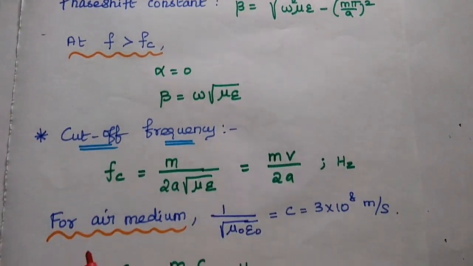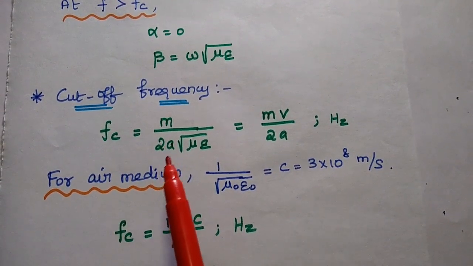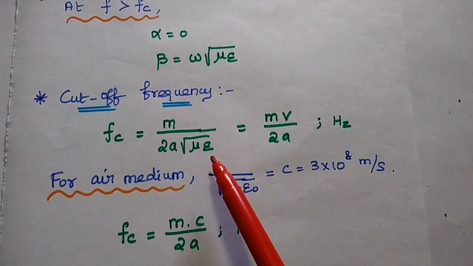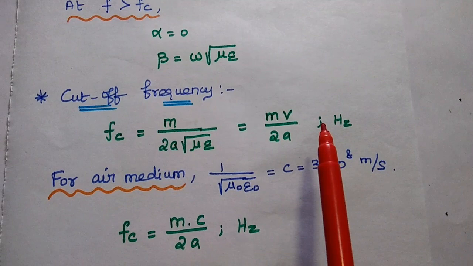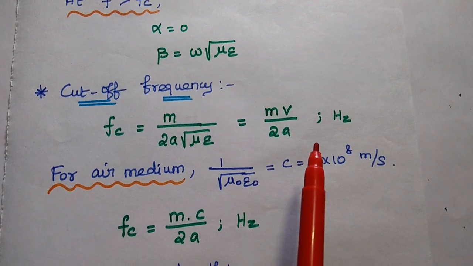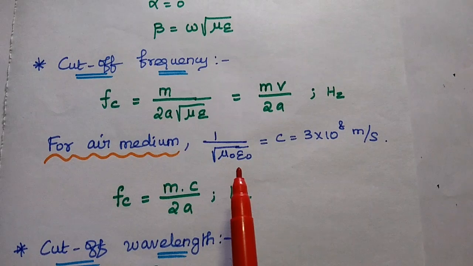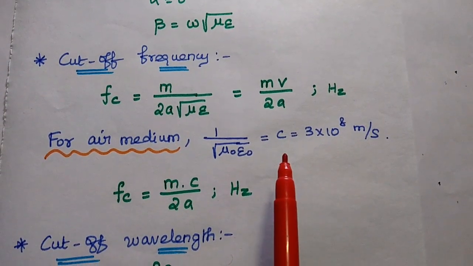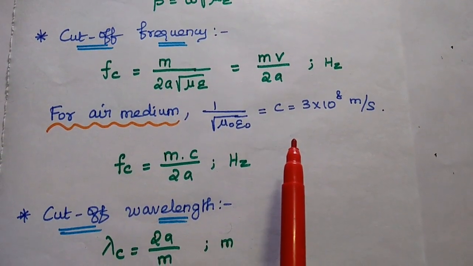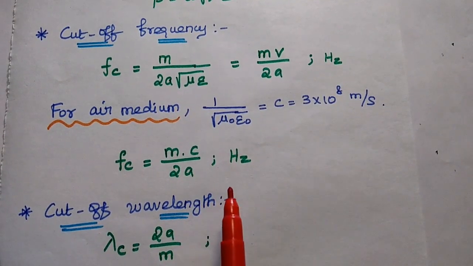The next one is the cutoff frequency. The formula is fc equal to m by 2a square root of mu epsilon. Here 1 by square root of mu epsilon is nothing but the velocity of propagation, so we can write the cutoff frequency as mv by 2a in hertz. For air medium, the velocity of propagation is equal to the velocity of light, 3 into 10 to the power 8 meter per second. So the same equation can be represented as m into c by 2a.